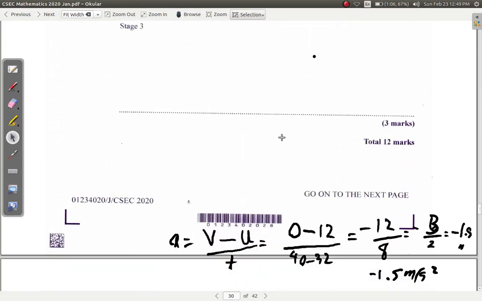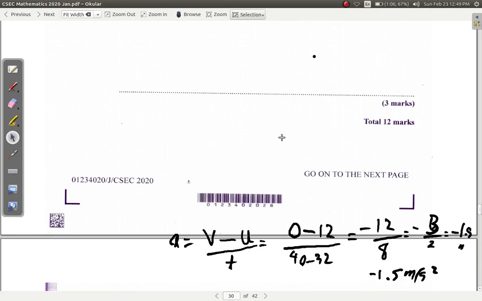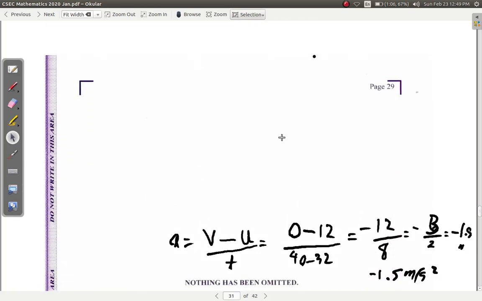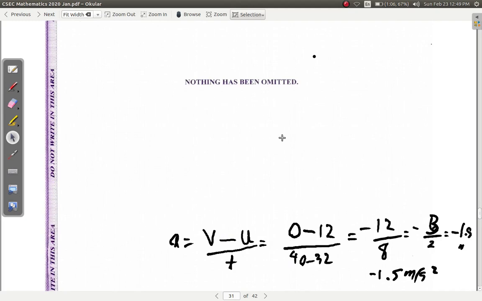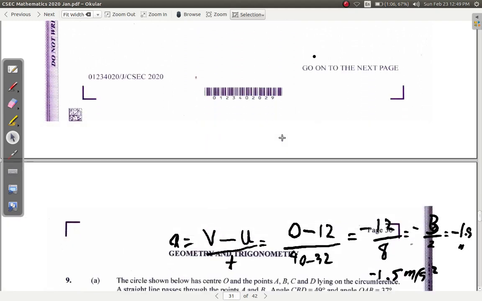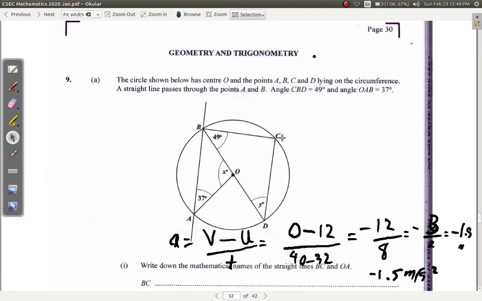Alright. Okay, good. Total 12 marks. That's the end of that question. Let's see what happens further in the paper. Nothing has been omitted there. Blank page. And then question 9.